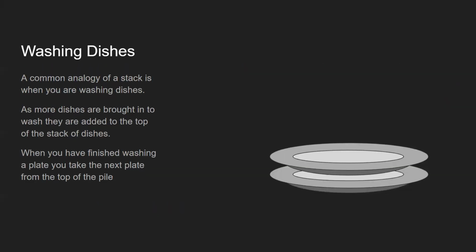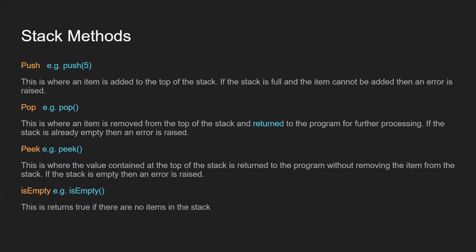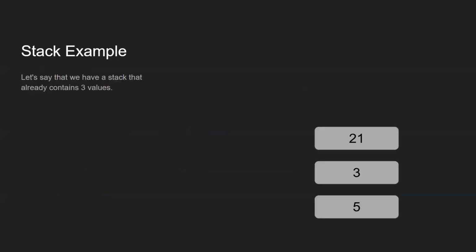In a stack, you have two things: one is push, one is pop. What is push? This is when an item is added to the top of the stack. If the stack is full and the item cannot be added, an error is raised. And a pop is where an item is removed from the top of the stack and returned to the program for further processing.